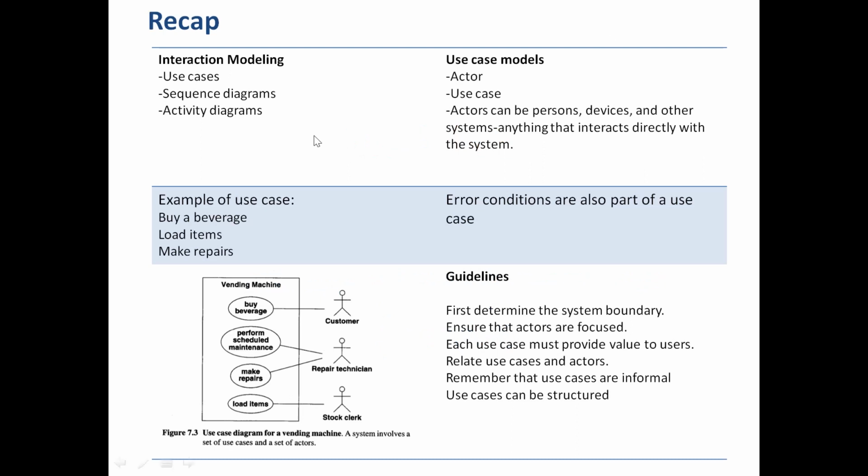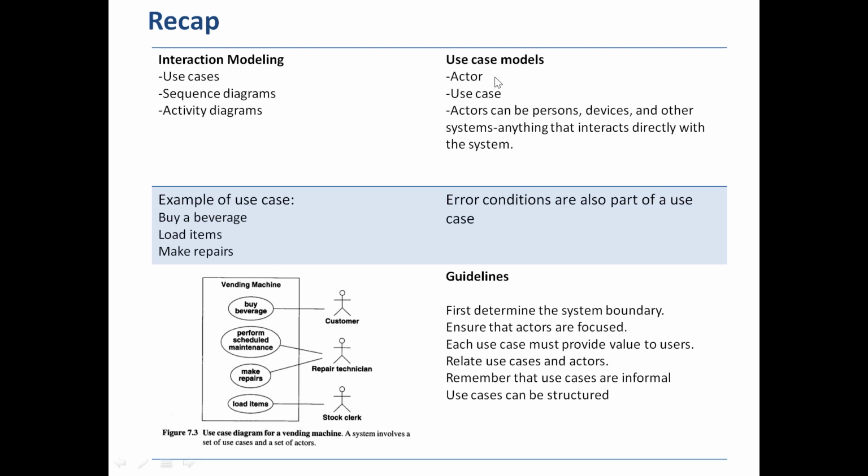We have seen that it is divided at three levels. One is use cases, sequence diagrams, and activity diagrams. Right? We dealt with use cases in detail, wherein we saw use case models. A use case is basically a functionality, that is what are the services provided by that particular system, and it contains actors and use cases. Actors can be persons, devices, and other systems, anything that interacts directly with the system.